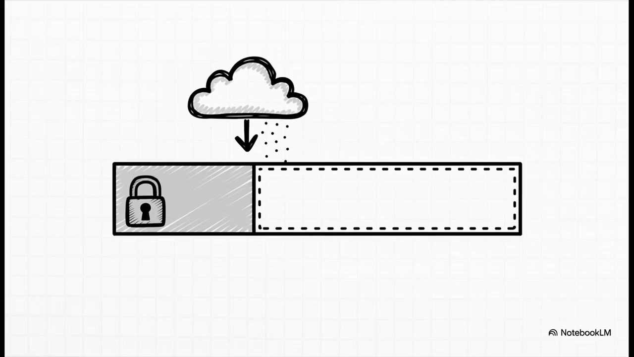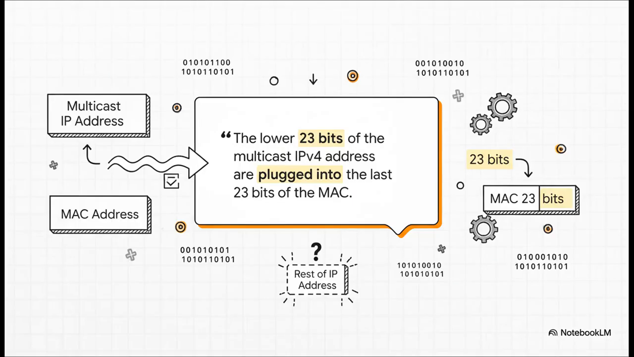Okay, so if the first part of the MAC is always fixed, that means all the important, unique information from the IP address has to get crammed into what's left. And here's the kicker. There are only 23 bits of space left to work with. Just 23. And this is exactly how they do it. The system literally just takes the last 23 bits of the multicast IP address and, bam, pastes them right into those last 23 bits of the MAC address. It's a simple copy-paste. But that should make you wonder, what about the rest of the bits from the IP address? Where do they go?